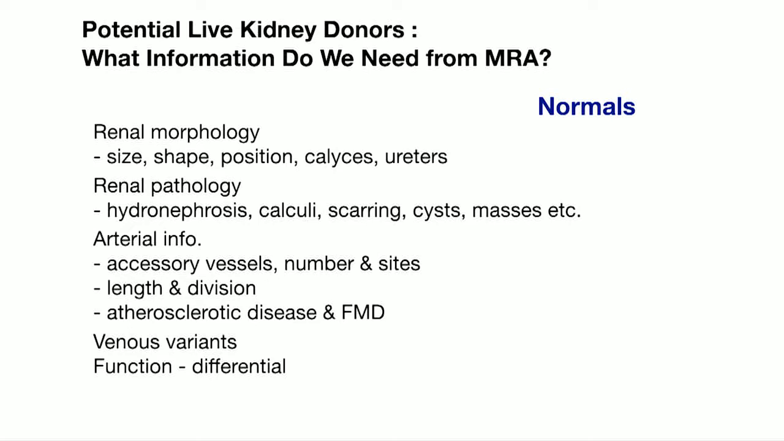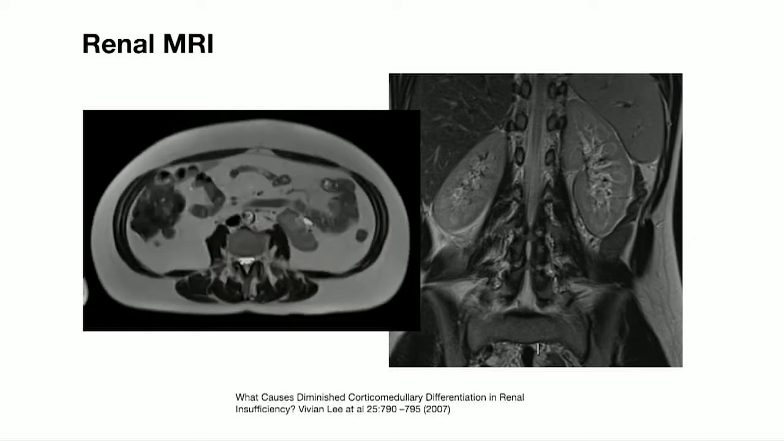Well, we need to know the renal morphology, size, shape, position, ureters, okay? We need to know if there's any pathology that we don't know about in this healthy-looking patient. Do they have incidental calculi, scarring, cysts and stuff? Do they have accessory arteries? And where are they? How many are they? We need to know the length of the renal arteries and whether they divide early or not. Do they have incidental atherosclerotic or fibromuscular disease? We also need to know about the veins. It's not just all about the arteries if we're going to donate a kidney. And we also would like to know differential function. We want to know something about whether one kidney is providing more function than another kidney. So there's actually quite a lot of things we need to know about normal people.